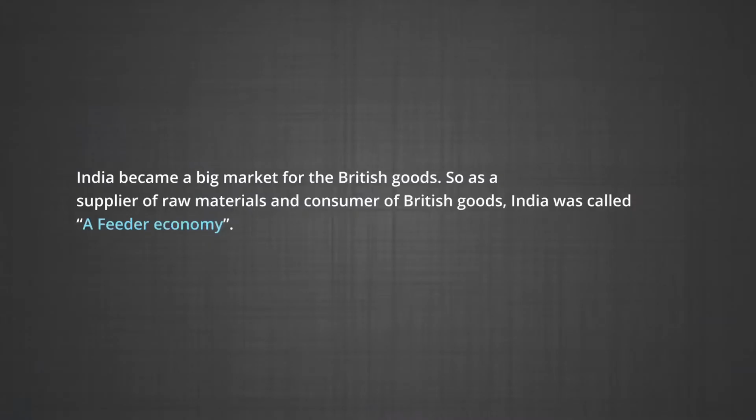Once the finished goods reached the ports of India, these were then transported by the road and railways network to various parts of the country for sale to the Indian consumers at higher prices. In fact, India became a big market for the British goods. So, as a supplier of raw materials and consumer of British goods, India was called a feeder economy.